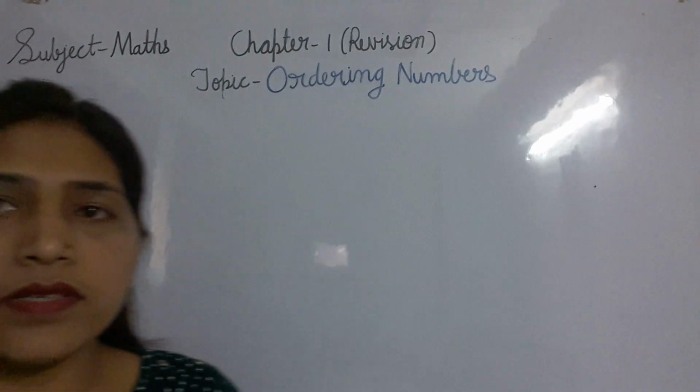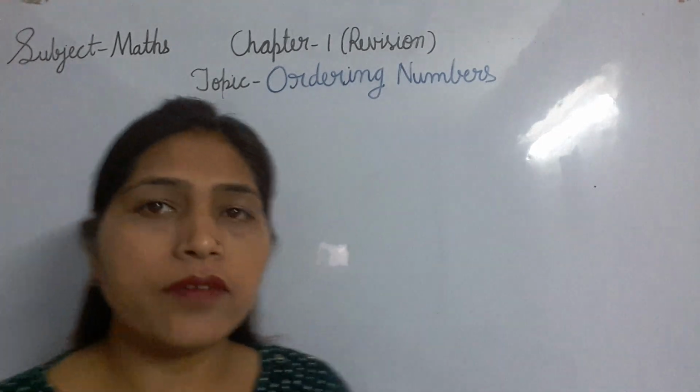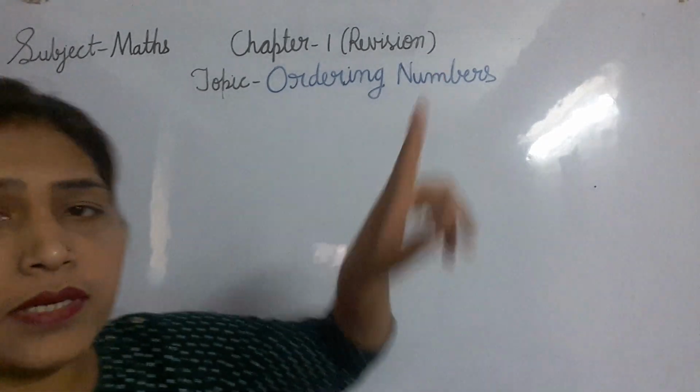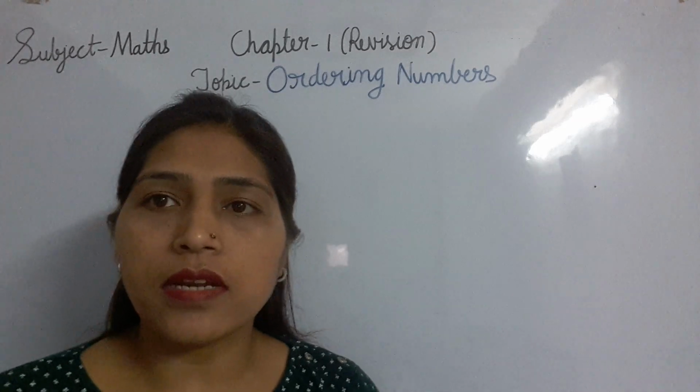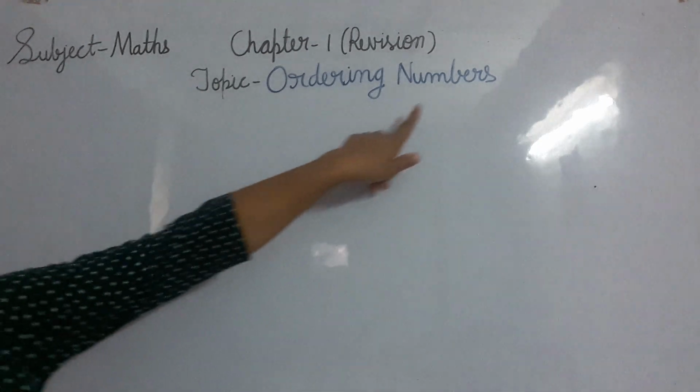So chapter 1 revision. Today we will discuss two topics. The first topic is ordering of numbers and the second one is rounding of numbers. Okay, so let's start with ordering numbers.